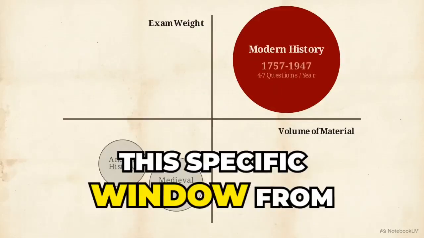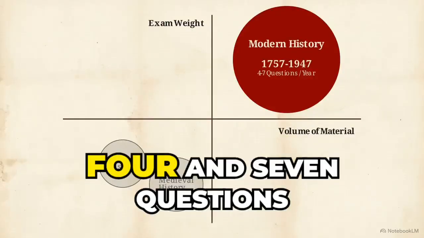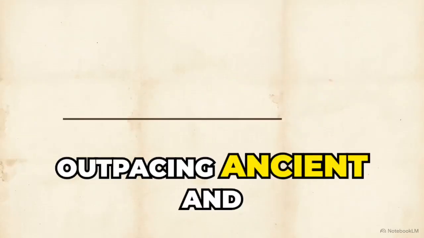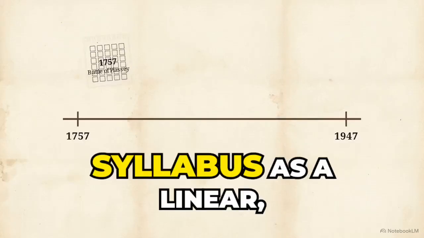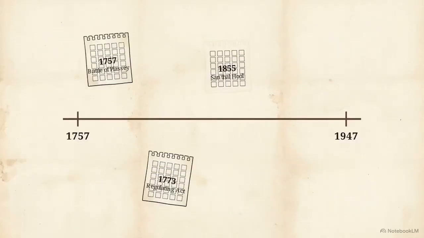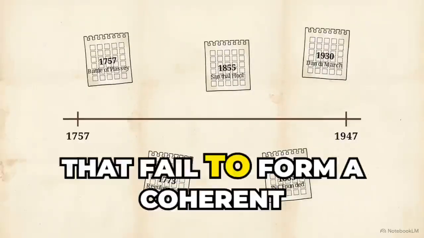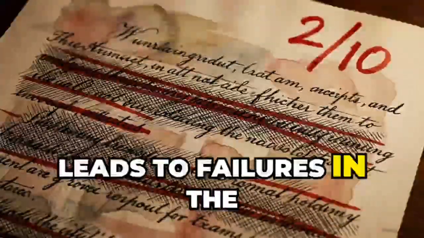This specific window from 1757 to 1947 pulls between 4 and 7 questions in almost every prelims paper, outpacing ancient and medieval history combined. Many aspirants treat this syllabus as a linear, passive story. That approach typically results in a collection of disconnected dates that fail to form a coherent picture. This lack of structure leads to failures in the mains.